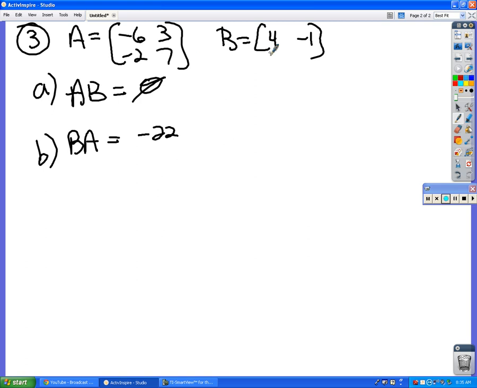And then I have to skip over to this column. So if I go across and then down, that gives me 4 times 3 is 12. Negative 1 times 7 is negative 7. Add those together and get 5. So that one you can actually do.